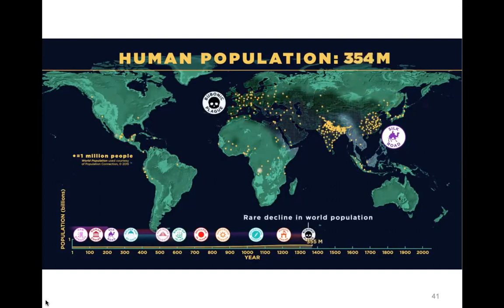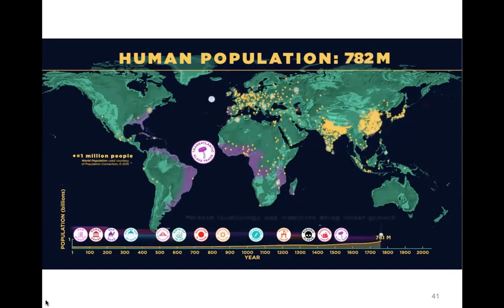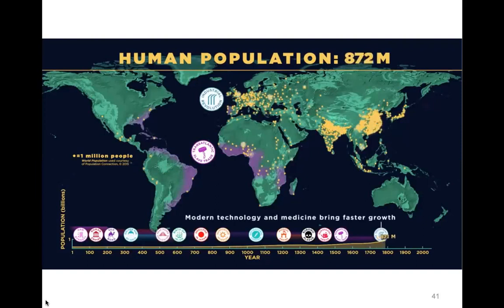There's the Black Plague, and you can see a bunch of dots disappearing from Europe. Europeans arrive in Central America. There's the slaves. We're in the 1600s now. And there it is. You see how it increased there? There we go. Industrial Revolution.